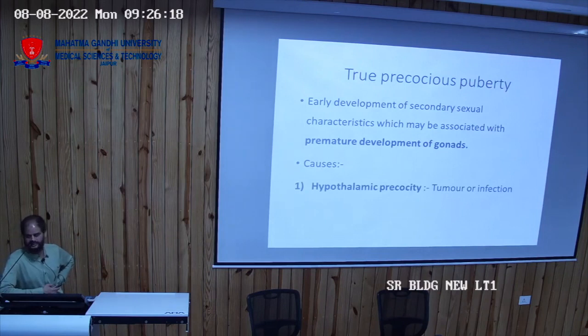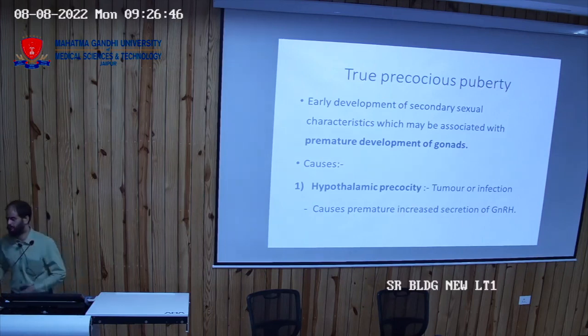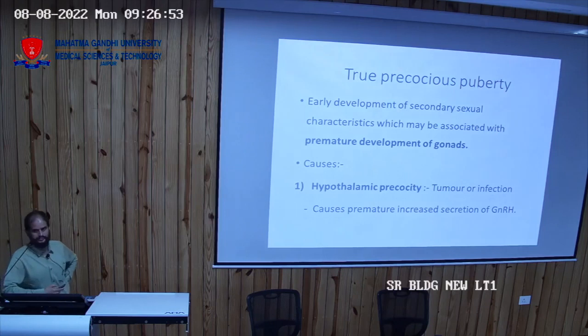There will be central causes. So we call it central precocious puberty. That is hypothalamic cause, hypothalamic precocity. There may be tumor or infection there. Okay, that is the central cause. If there is a tumor, it will cause increased secretion of GnRH, gonadotrophin releasing hormone, which was released from the hypothalamus; more of it will be released. So there will be more pulsatile release, and early attainment of puberty will be there.